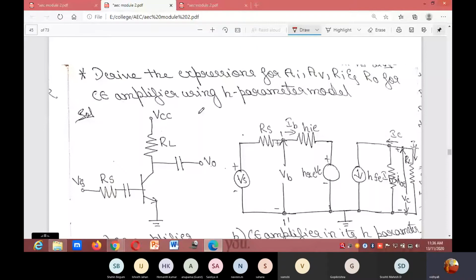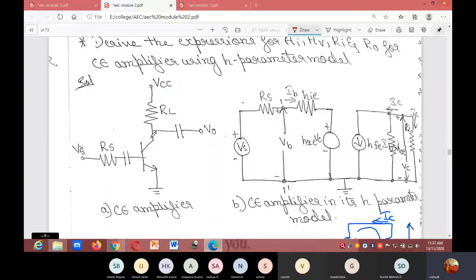This is the circuit for the CE amplifier. They have given Vs, the source voltage, and Rs, the source resistance. These two are the coupling capacitors. For the emitter side there is no resistance, and for the collector side there is a load resistance, RL. For that, VCC is connected. For this CE amplifier circuit we have included the h-parameter model.